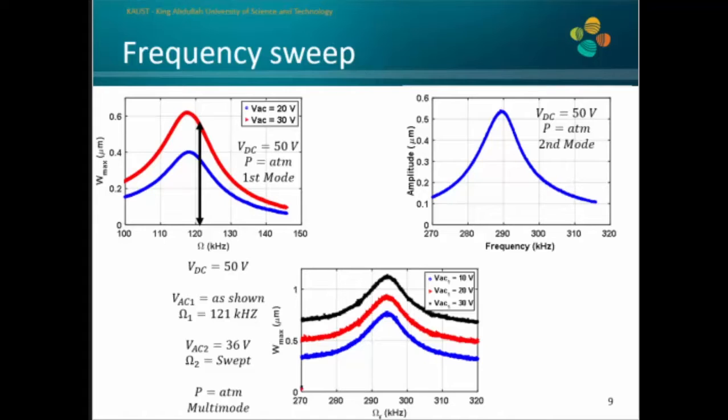The last plot here shows the multimodal excitation, where I fixed one source near the first mode and swept the other source near the second mode. Now, as you can see here, increasing the VSC voltages of the first mode will help in raising the floor of the higher order modes of vibration above the noise floor, which is an essential requirement for sensing to have a high signal to noise ratio.